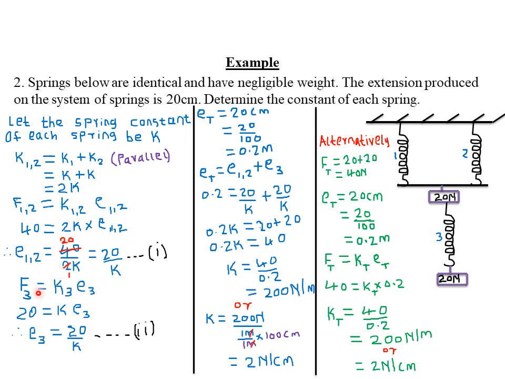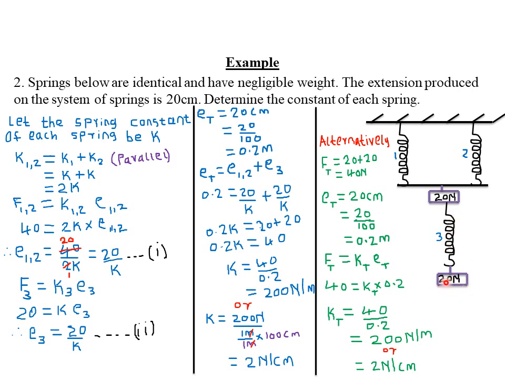So from Hooke's law, we know that force is equal to Ke. The force acting on spring 3 is only the 20 Newton. Remember, the reason we say this is because weight acts downwards. Weight depends on gravity, and gravity acts downwards. So this force will not cause spring 3 to extend, because it is on the upper side of spring 3.